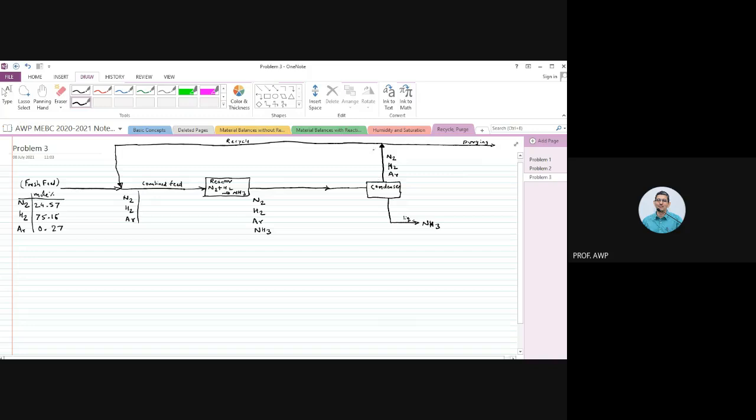So if nitrogen, hydrogen, argon are recycled, the recycled gas also will have nitrogen, hydrogen, argon, and that will mix with the fresh feed. The combined feed will go to the reactor. Part of the nitrogen will react, ammonia will form, and unreacted nitrogen, unreacted hydrogen, unreacted argon, which is inert, will go out from the reactor, goes to condenser, right?